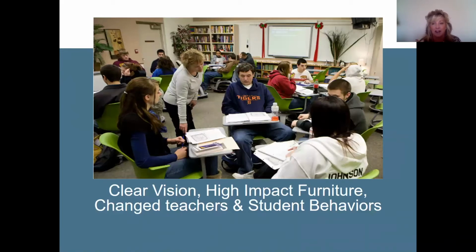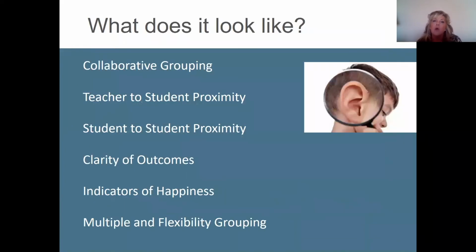And if it's not there and I can't see it easily, then I know that there's been a problem. One of the things that we talk about on our observations today is, what does it look like? When I'm going around in my ProSocial classrooms, to these learning zones, what does this look like? Well, the one thing you would see is collaborative grouping. You would see teacher to student proximity, student to student proximity, clarity of outcomes, and indicators of happiness.